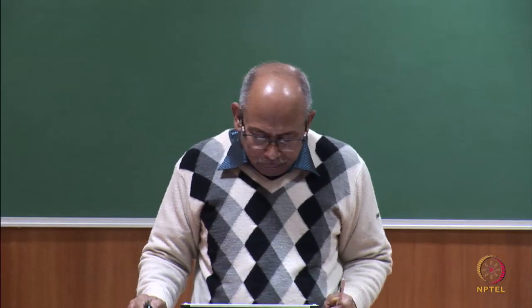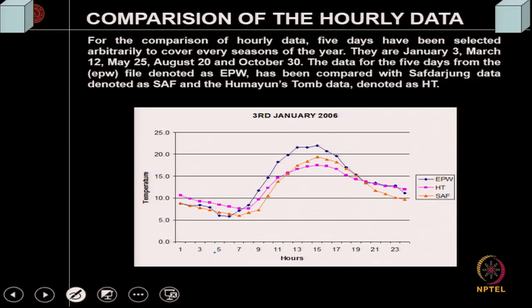And it shows, just for 5 days it has been done, that the temperature for Safdarjung airport is this color, Humayun's tomb is this color. This is some data for 5 days from the software that was used. At Humayun's tomb, peak temperatures are down and the minimum is also raised because diurnal variations are lower.